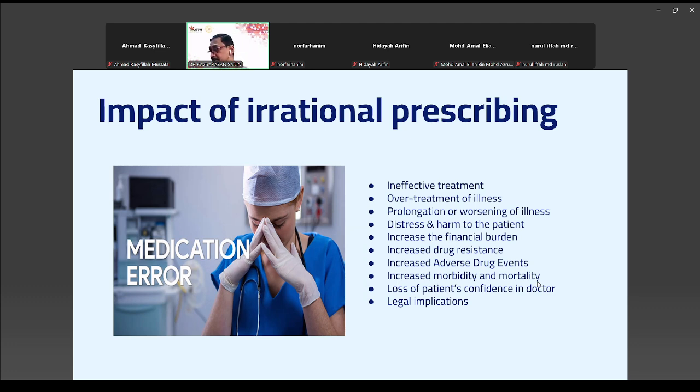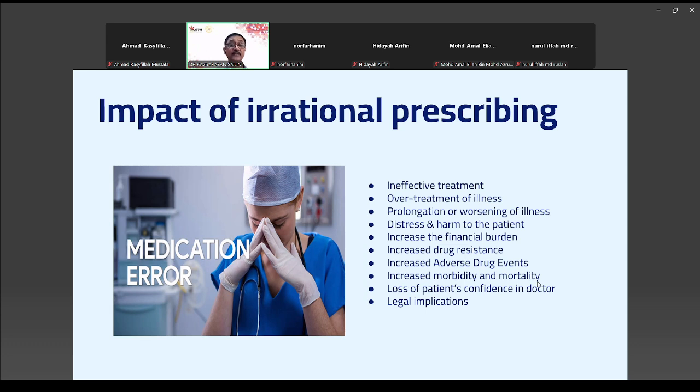It also includes increased financial burden, increased drug resistance, increased adverse drug events, and increased morbidity and mortality. For example, some of the medication can cause morbidity and mortality, and loss of patient's confidence in the doctor. Sometimes a patient comes to see you but is not happy the way you have treated, because you would have seen patients coming from a different doctor saying, doctor, I don't think the treatment is good, I just want to get an opinion from you. What do you think? I'm sure you would have encountered that.